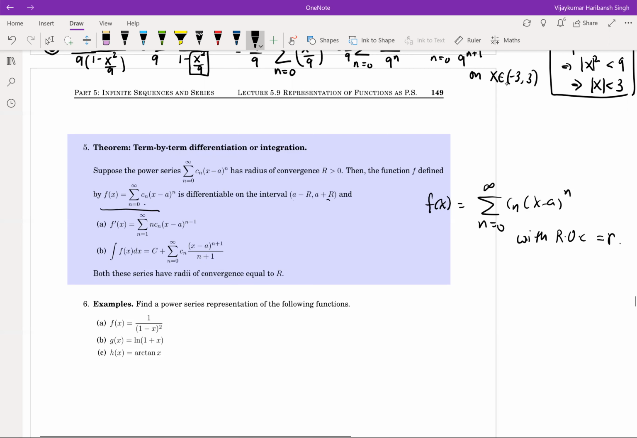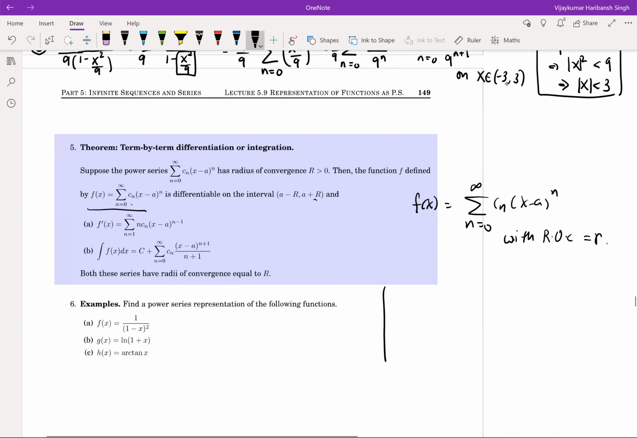And what is the derivative? Let's see. What is the derivative of this function? We'll basically have the derivative of this, which is the same as the sum over n going from 0 to infinity of c_n times d/dx of (x minus a) to the power n.